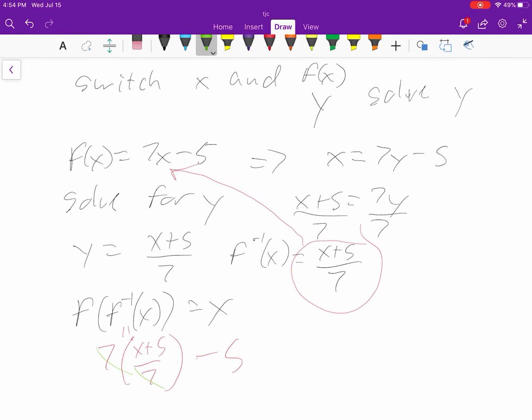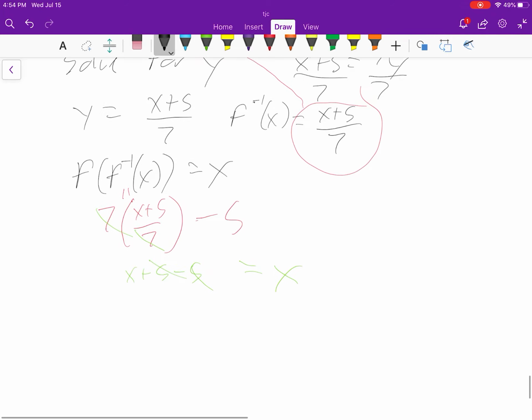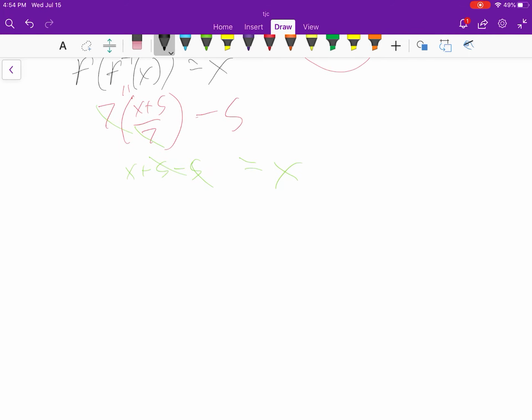So here's this guy here. Now watch what happens. The 7's cancel. Then you're going to have x plus 5 minus 5. The 5's cancel. What do you end up with? Sure enough, it's an inverse. Okay? So that's a simple procedure for finding inverses. Let's look at some other ones.